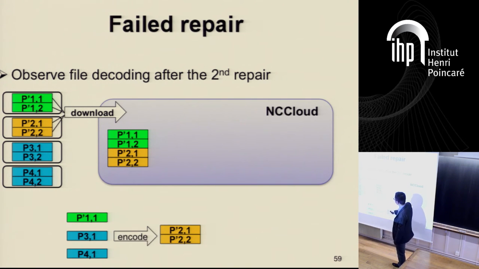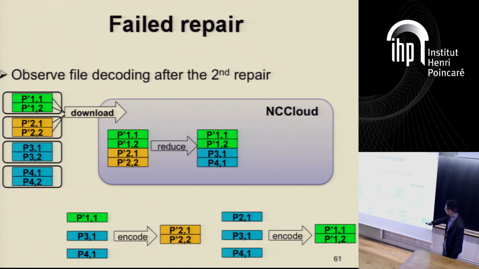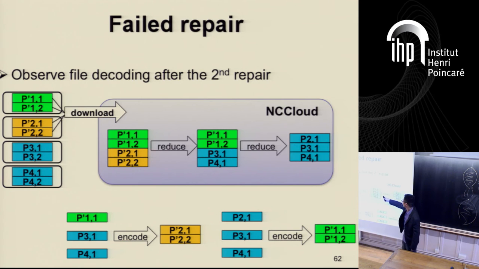Then we can see that these four chunks, because of the previous slide, these three chunks are encoded to these two chunks. So these four chunks can reduce to these four chunks, because these three chunks are encoded to these two chunks. Similarly, in the first repair, these three chunks are encoded to these two chunks. Then these four chunks can be reduced further to these three chunks.